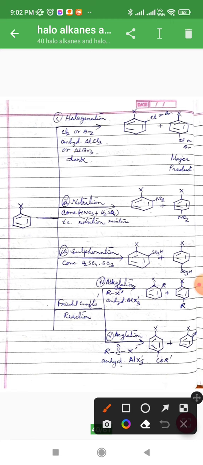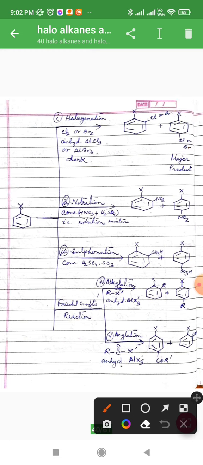Since these haloarenes are ortho-para directors, the incoming electrophile will occupy either the ortho position or the para position. If it is chlorine, then you have to write chloro. If it is bromine here, then you have to write bromo. And definitely the para product is the major product because, as you know, these two halogens are far away from each other, so they suffer minimum repulsion.